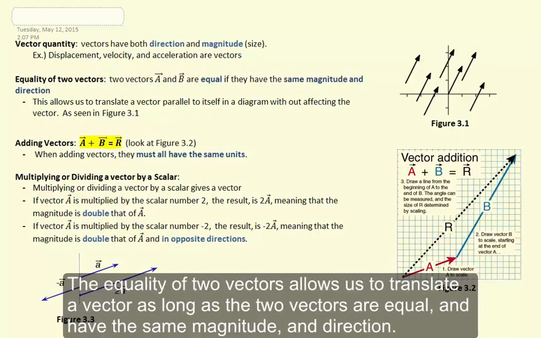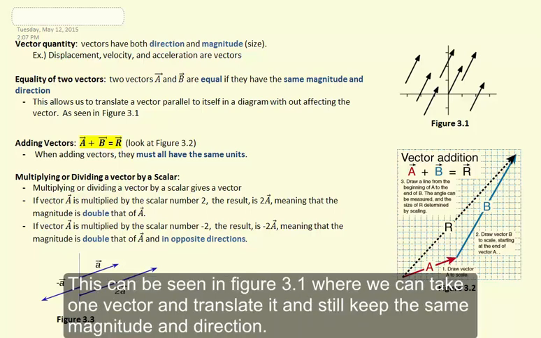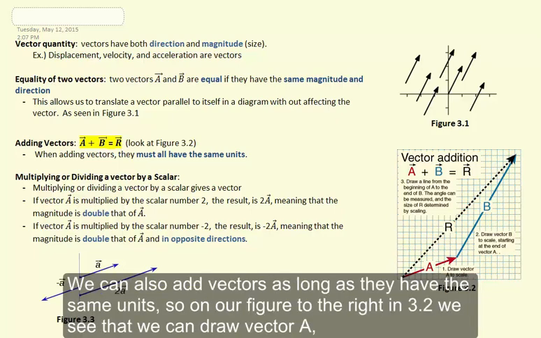The equality of two vectors allows us to translate a vector as long as the two vectors are equal and have the same magnitude and direction. This can be seen in figure 3.1, where we can take one vector and translate it and still keep the same magnitude and direction. We can also add vectors as long as they have the same units.